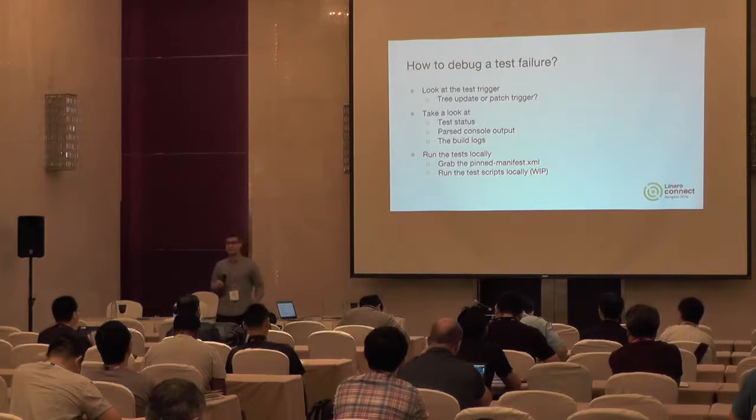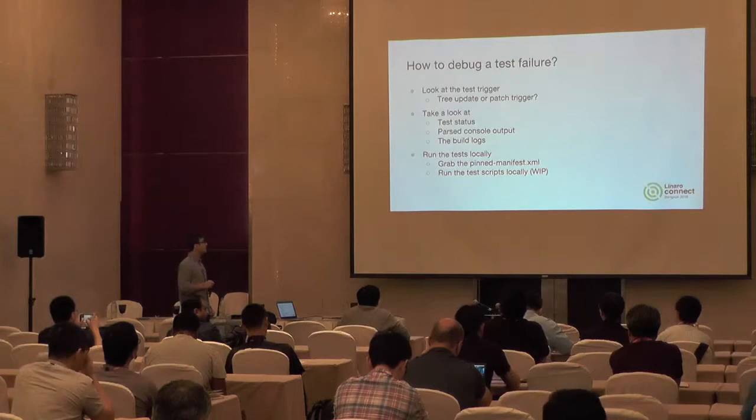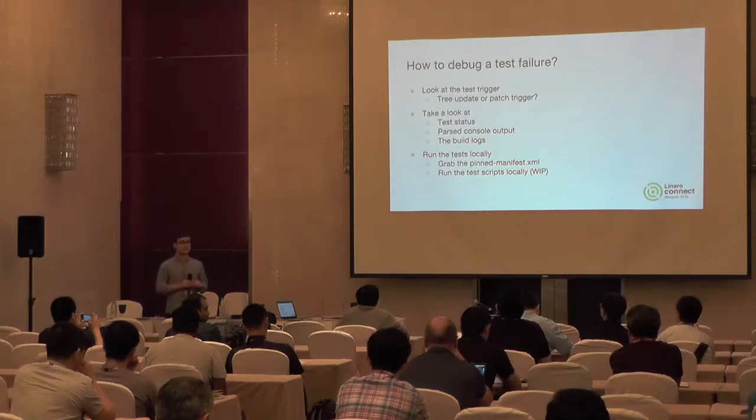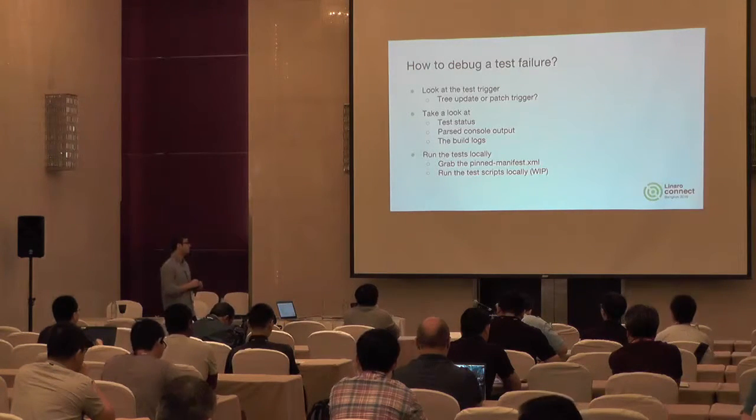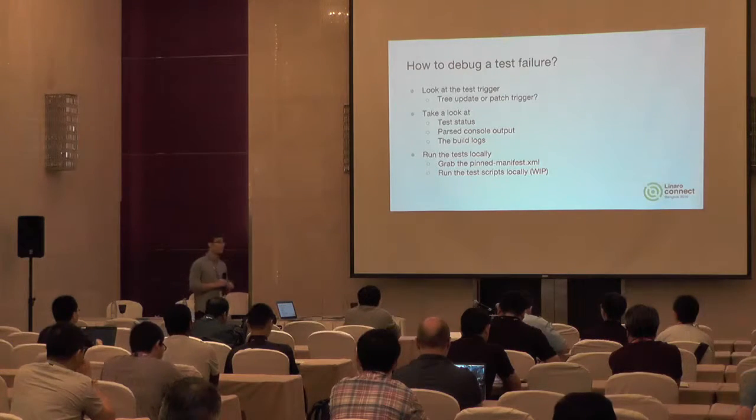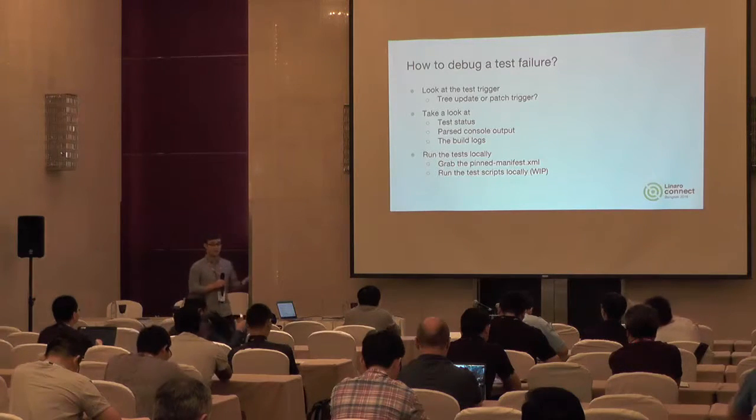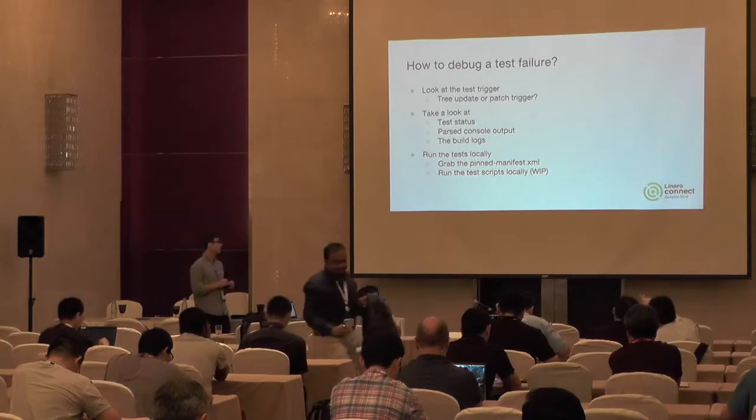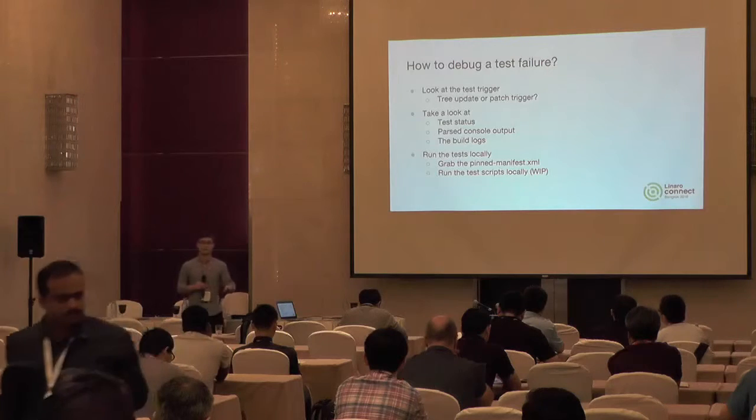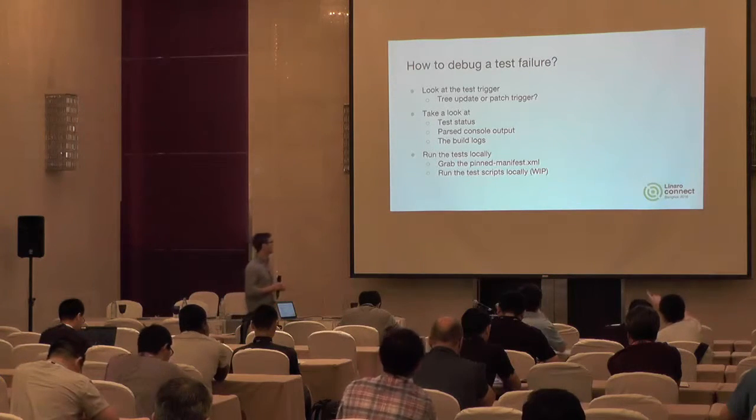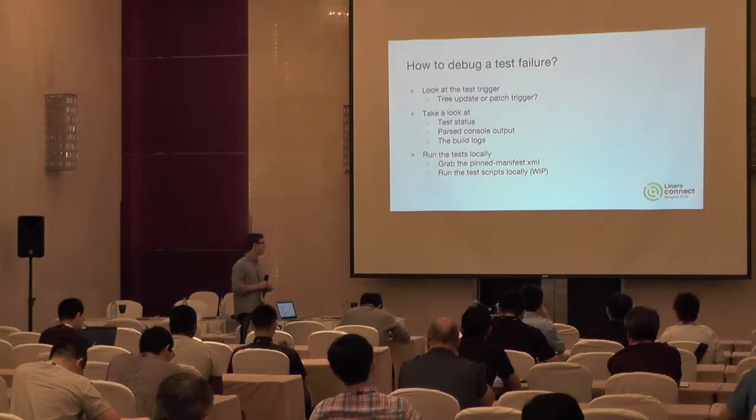So that's all fine. We run all these tests. We get a failure. So how do I debug it? We should first take a look at the test trigger. Was it a tree update, or was it my patch being pushed to Gerrit? We should take a look at the test status to start off with. For this, we use Groovy, for those that know the Jenkins plugins. You should take a look at the console output. That would be telling you exactly where the failure was caused. And you should take a look at all the useful logs we store.